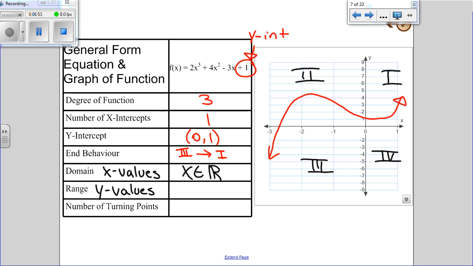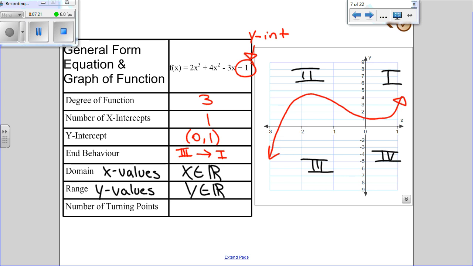That means how low can it go and how high can it go. With these cubic functions, sometimes you get one like this, which can go forever down. And if you go to the right tail, it goes forever up. So that means y is the set of all real numbers. And the last question we have here is, what's the number of turning points?